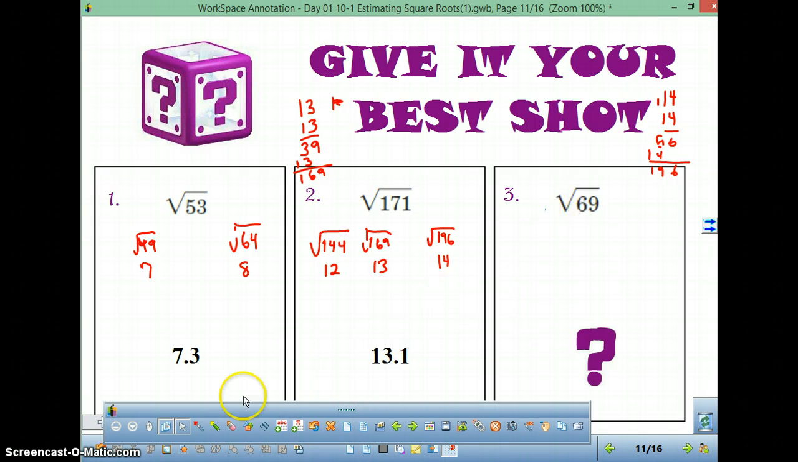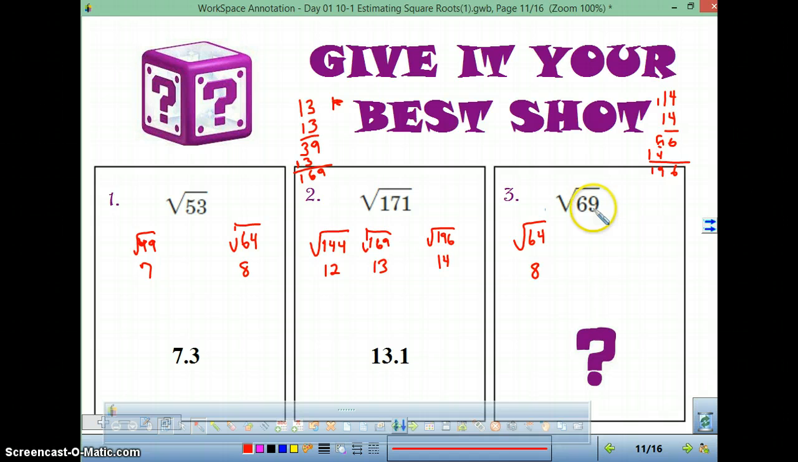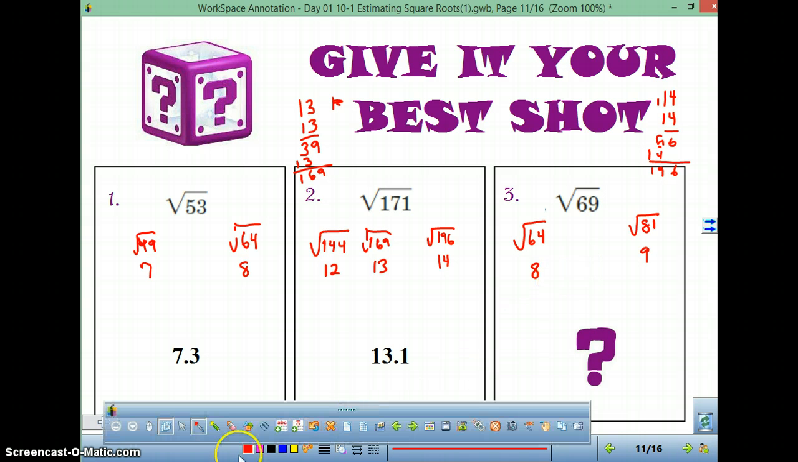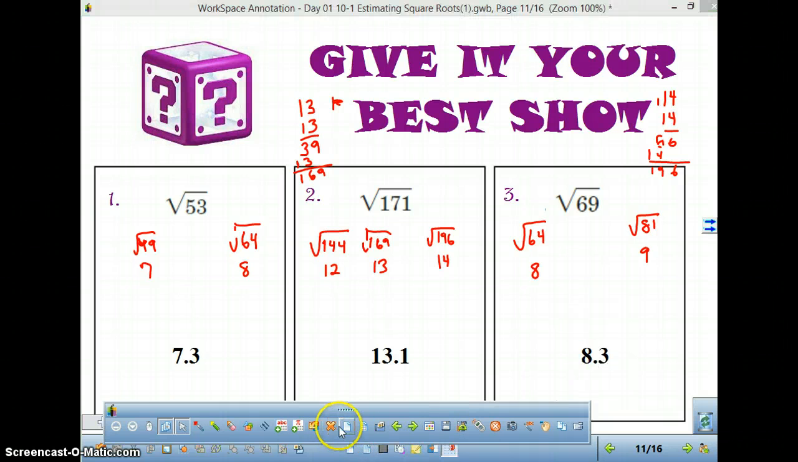Let's try this one, a little bit easier. What are some perfect squares on either side? Well, I know the square root of 64 is 8. And on the other side, I know that the square root of 81 is 9. So this has got to be somewhere in between. Let's guess 8.2? 8.3, pretty close.